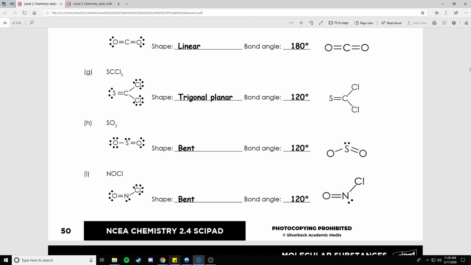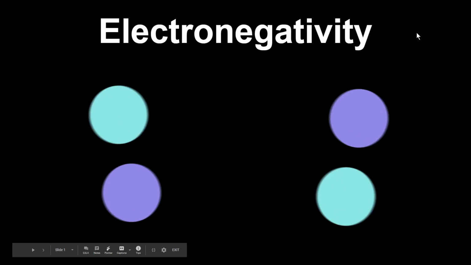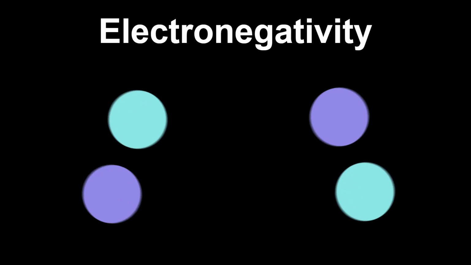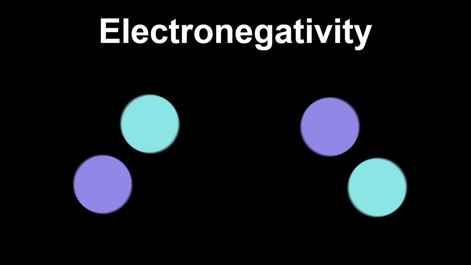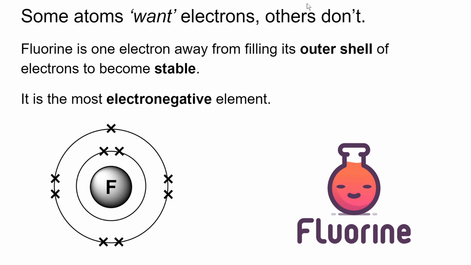Okay, so today we're just going to have a really quick look at electronegativity. Electronegativity is a very key part of chemistry, and it determines how molecules interact with each other. So let's get started. Key principle. Some atoms want electrons and others don't. I put want in brackets because atoms don't want anything, they're little bits of matter, but they become stable when they get electrons, meaning they want them.